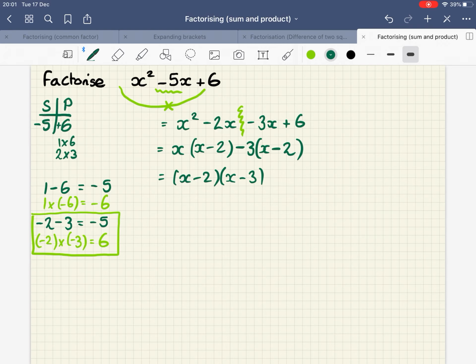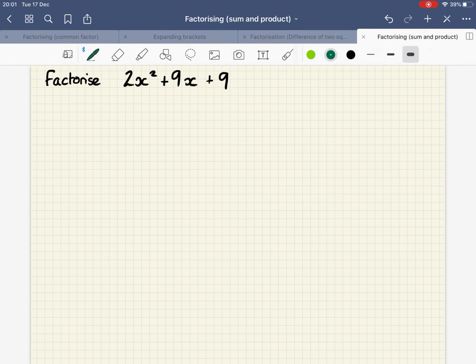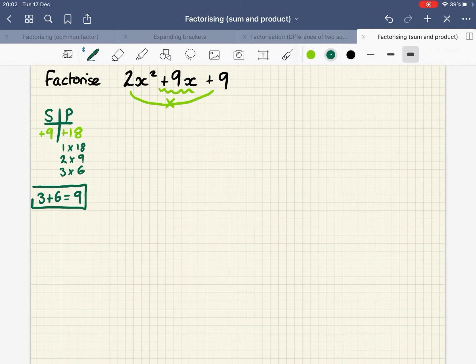Okay, so now I can quite happily attempt one of these questions. And the setup works in the exact same way as before. Absolutely nothing changes. So my sum is that +9. My product, multiplying the front and the back together, that is now going to be 18. So I could do 1 times 18, 2 times 9, or 3 times 6. Well, 3 add 6 will give me 9. So that is what I'm going to use.